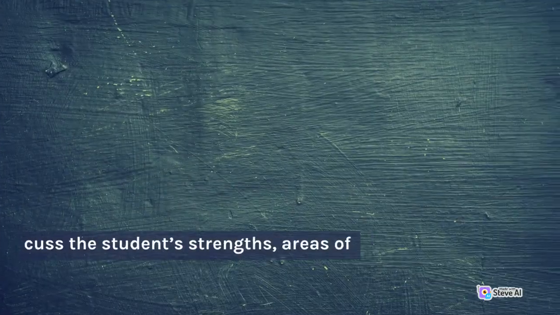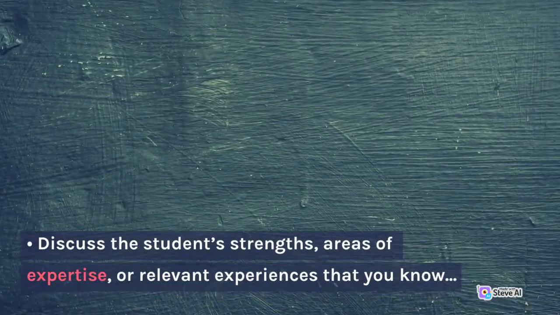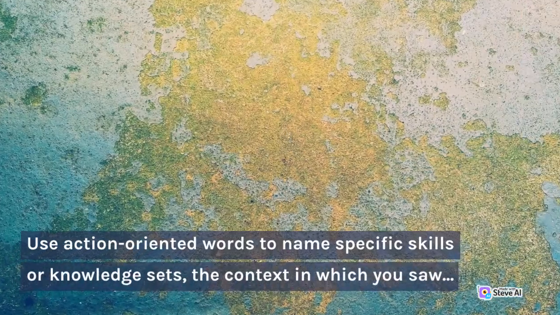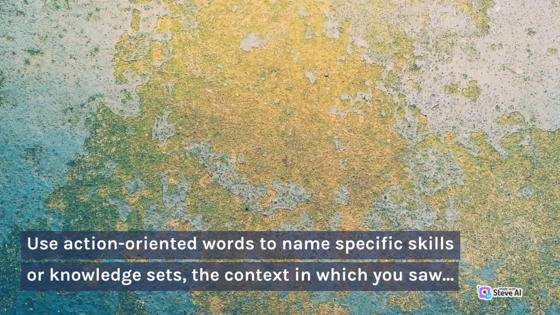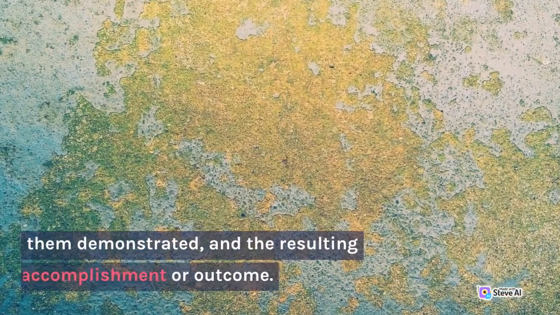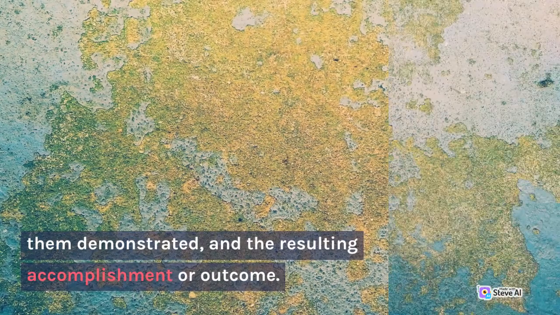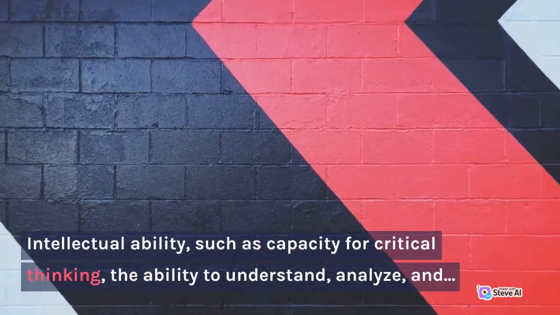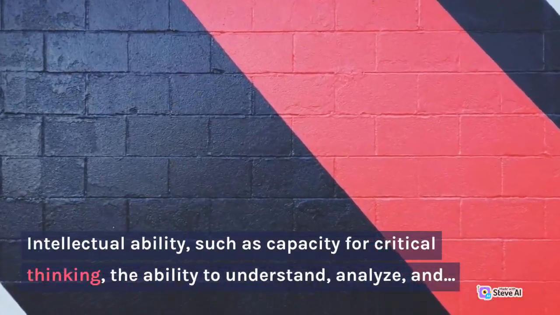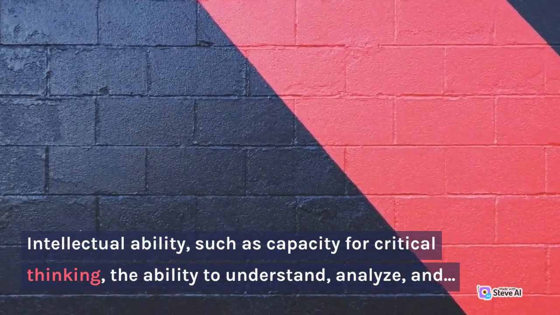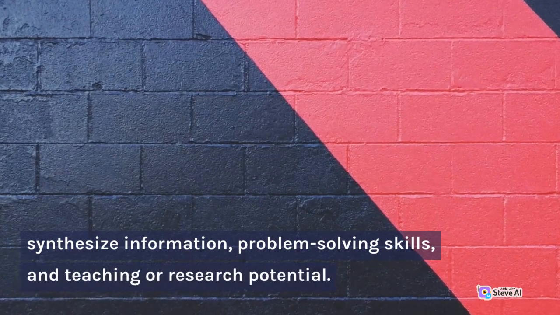Discuss the student's strengths, areas of expertise, or relevant experiences that you know well and wish to highlight. Use action-oriented words to name specific skills or knowledge sets, the context in which you saw them demonstrated, and the resulting accomplishment or outcome. These may include intellectual ability, such as capacity for critical thinking, the ability to understand, analyze, and synthesize information, problem-solving skills, and teaching or research potential.